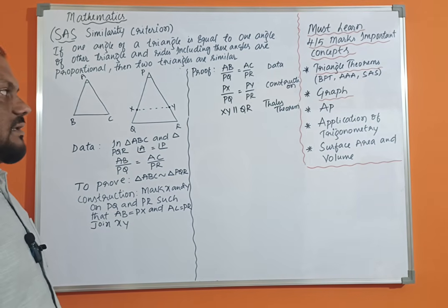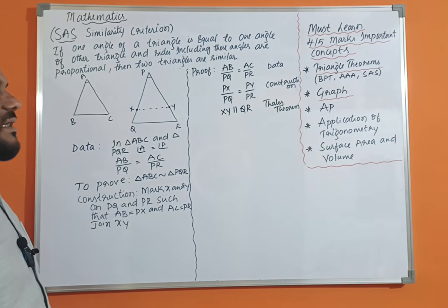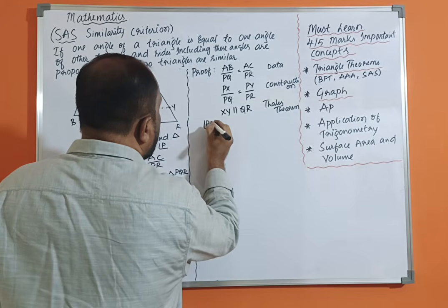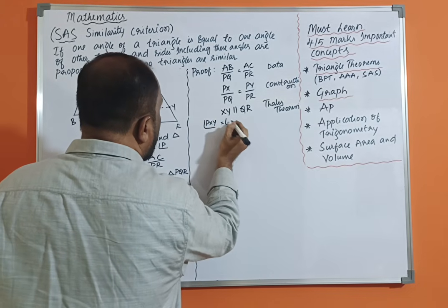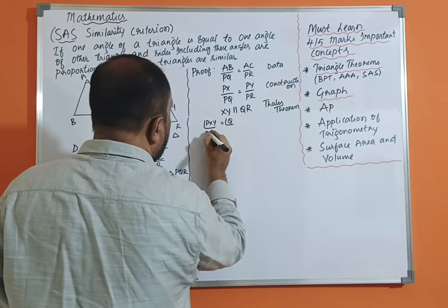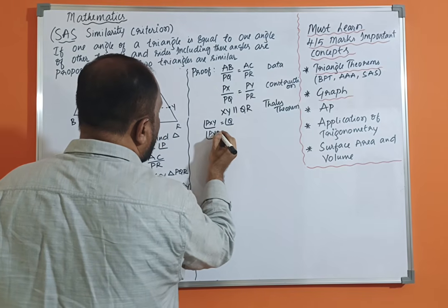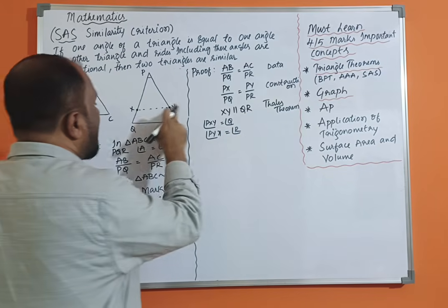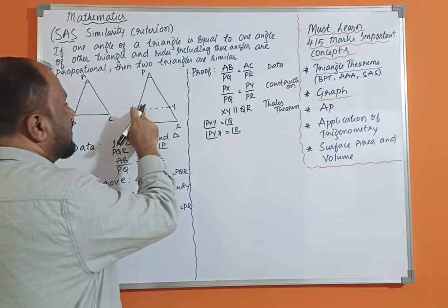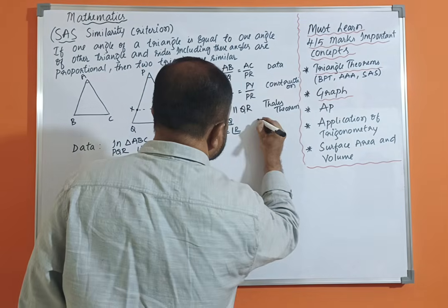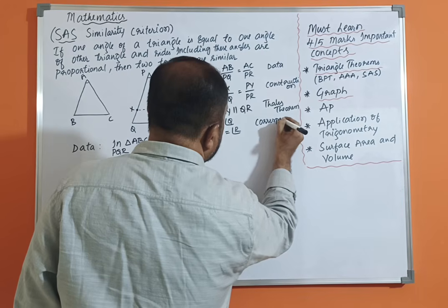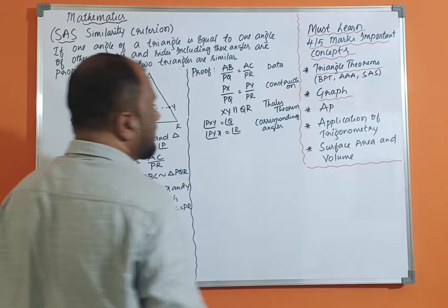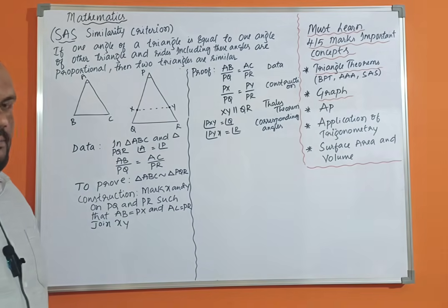So if XY is parallel to QR, then angle PXY is equal to angle Q and angle PYX is equal to angle R. The reason is what? If two lines are parallel, then corresponding angles are equal. Reason: corresponding angles are equal.